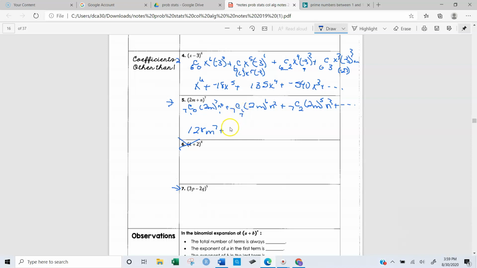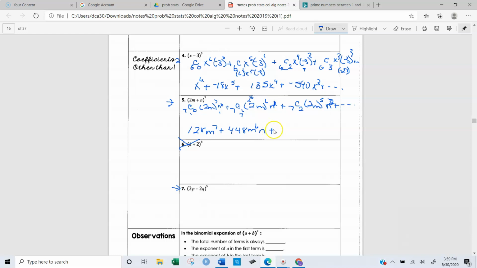So we have 448 because you had to take this to the 6th power, right? So 7 times 2 to the 6 times m to the 6 times, oh, this is to the first, oh, I messed up. First power, second power, sorry guys. M to the 6th, n.